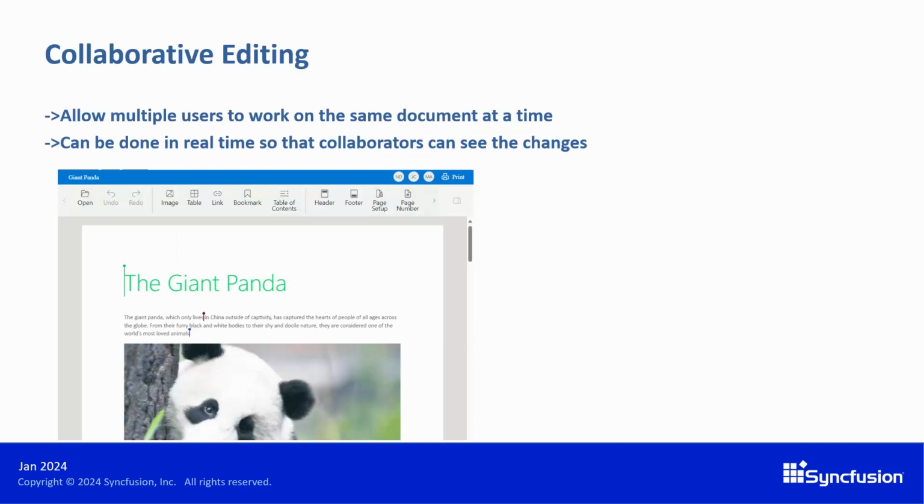Next, in the word processor, we have provided support for collaborative editing, in which multiple users can work on the same document simultaneously. It can be done in real time so that collaborators can view the changes as they are made. It improves the efficiency of teamwork without having to wait for each other to finish their changes.